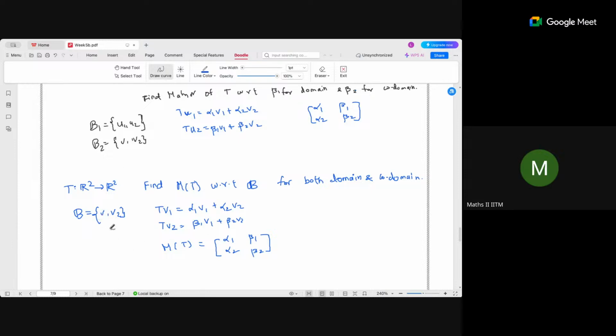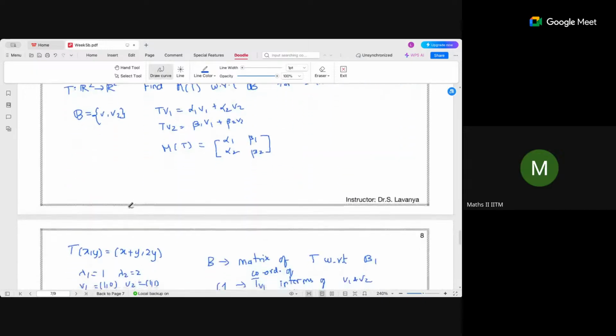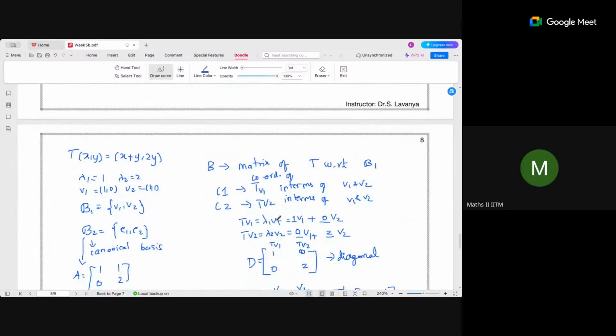Okay, so in this case we are considering the same basis for both domain and codomain. You can in fact do it for different bases also, but for diagonalizability we are only concerned with the same basis for domain and codomain. Now if you look here, do you understand? We are just finding the matrix representation of T with respect to the basis consisting of eigenvectors for both domain and codomain. Now the process of finding C1 and C2, is it clear for you?